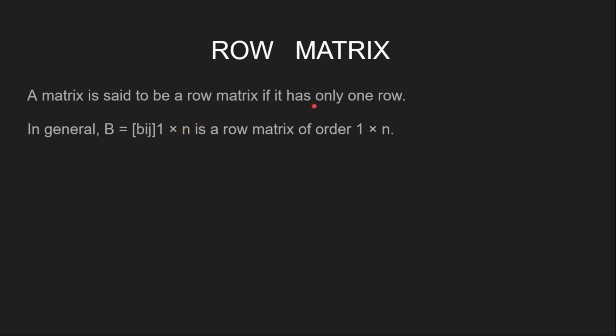As in the previous line I already described, there should be only one row, so it means i will always be one, and after that j can be anything: 1, 2, 3, 4, etc. So it is a row matrix of order 1 cross n. 1 represents row and n represents the column.